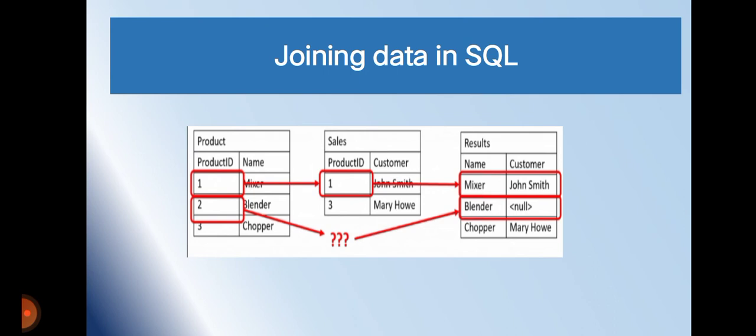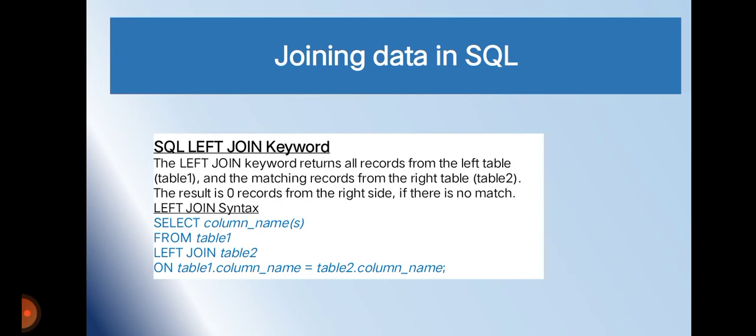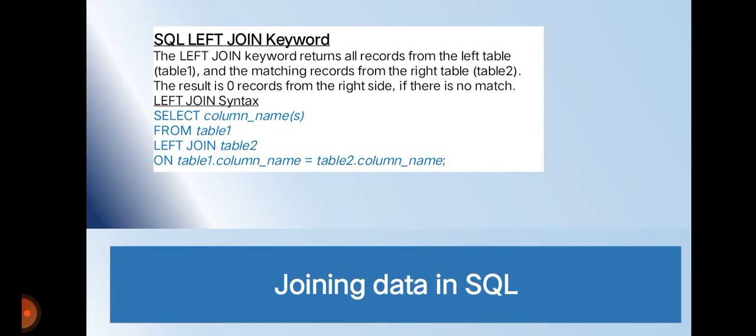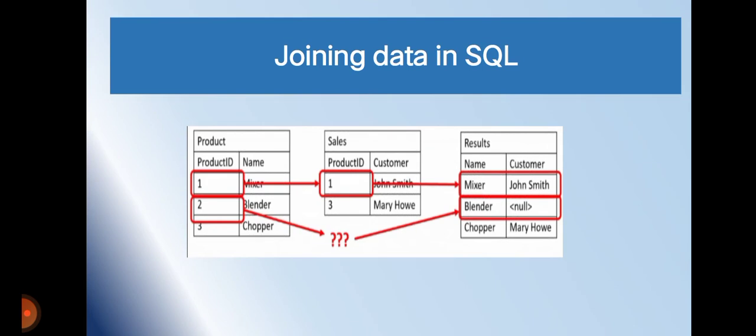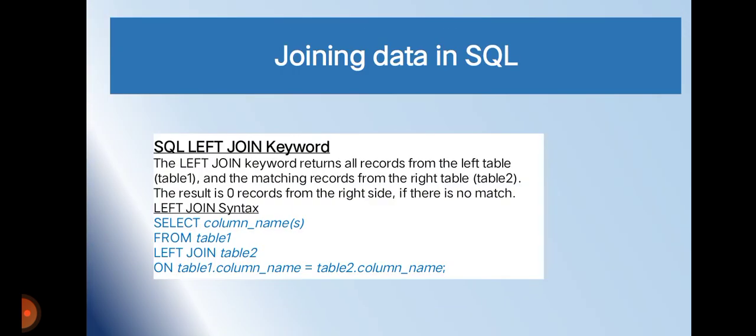Here we can see that product IDs are same. Mixture has the product ID 1 and the customer of the mixture is John Smith. So we will write the result name as mixture and the customer is John Smith and so on. So the left join syntax is also very easy. We have to select column names from table 1, and we have joined left join table 2. As we have seen in the example, we have joined the table 2 like customers from table 1, on table 1 column name equals table 2 column name.